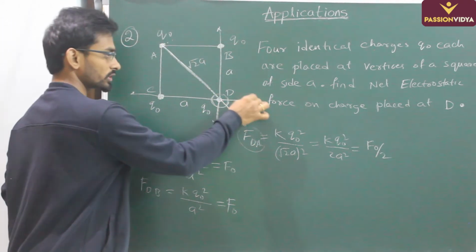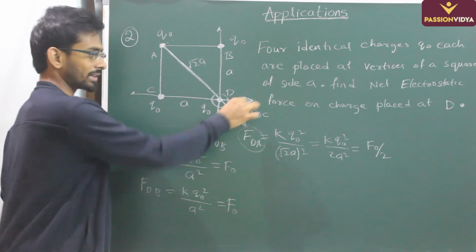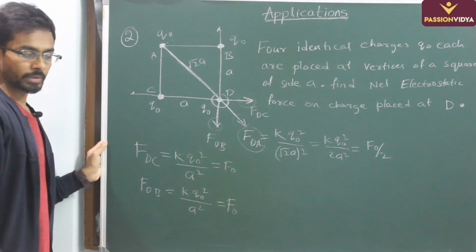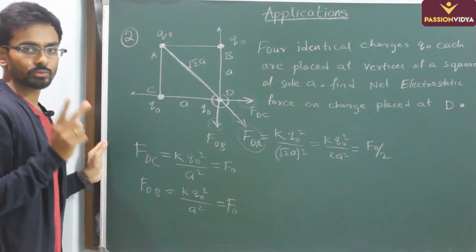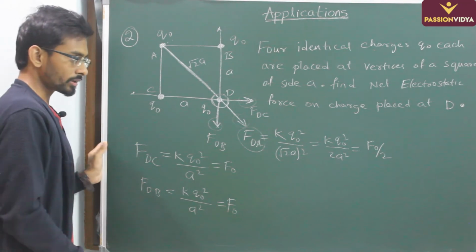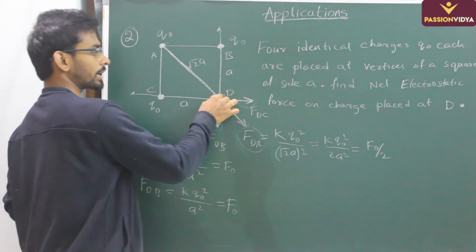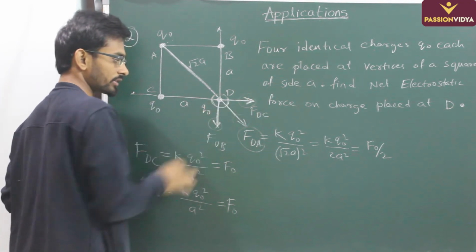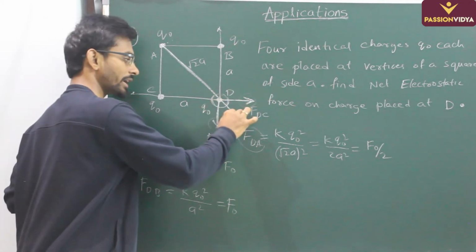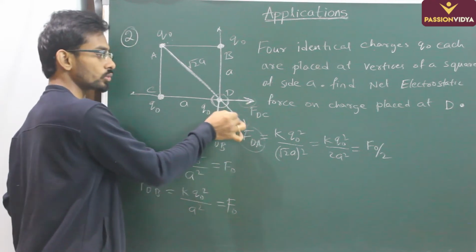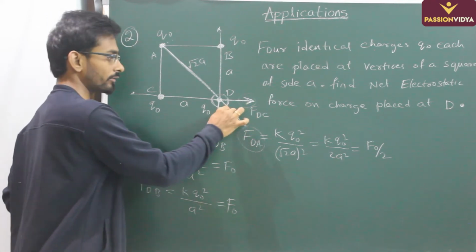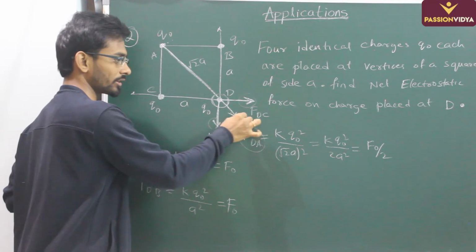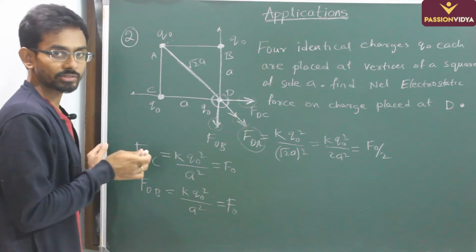Now there are 3 forces, so we have to calculate the vector sum of these 3 forces. There are 2 ways in which we can do this problem. First method is you can take the resultant of these 2 forces. The resultant of these 2 forces will be in this direction. Then we can add the resultant force of these 2 as well as this third force directly, as they are in the same direction.